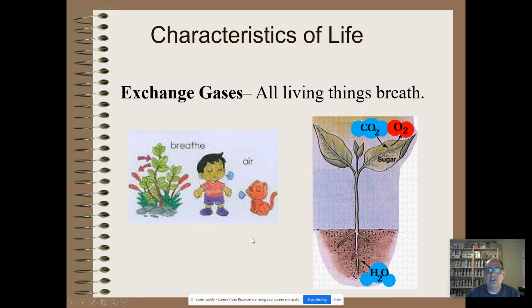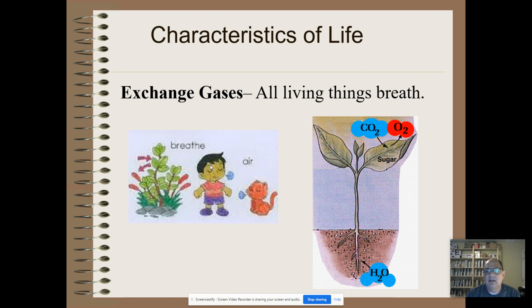Next is exchange gases. All living things breathe. You yourself, just like we're wearing facial masks right now. I'm not wearing mine because I'm home in my own house, but we breathe in the oxygen, right? Our body uses it to produce energy for us. And then we breathe out the carbon dioxide, or the waste product.